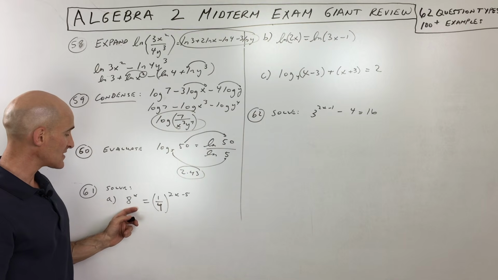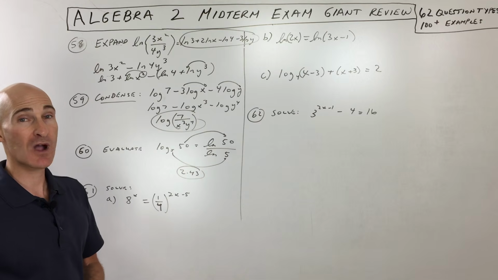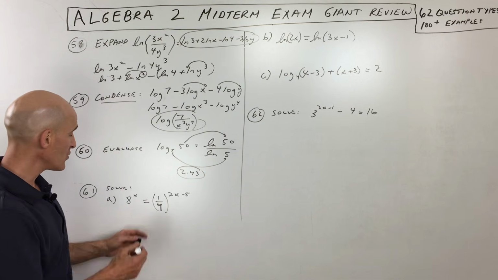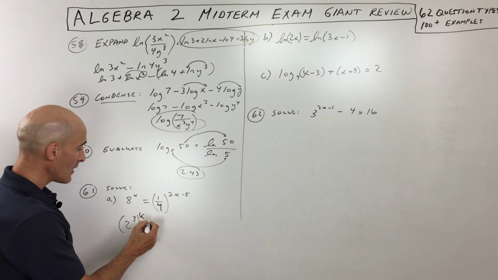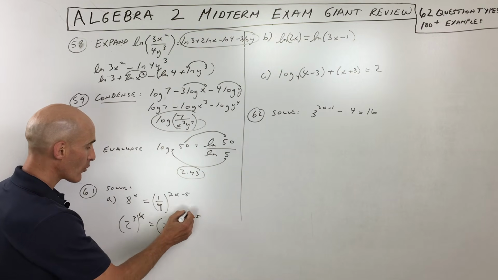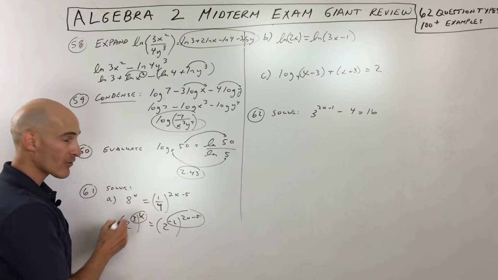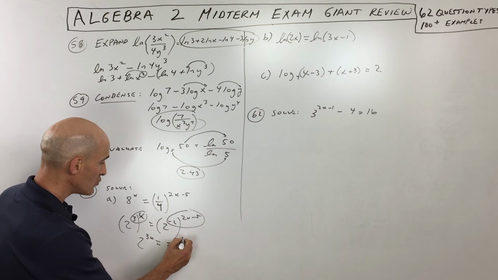Number 61 says 8 to the x equals 1/4 to the 2x minus 5. Now, one way to approach this problem is to use logs, but what we're going to do here is get the bases to be the same. So 8 is like 2 cubed, right? And 1/4 is really like 2 to the negative 2. But what do you do when you have a power to a power? You multiply, right? So basically we have 2 to the 3x power equals 2 to the negative 4x plus 10.